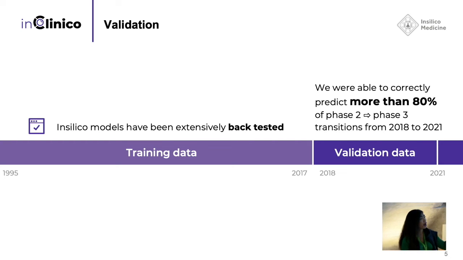After that, we tested the models trained on this data against all clinical trials that read out from 2018 to 2021. And the result was really impressive. We were able to correctly predict more than 80% of phase 2 to phase 3 transitions from 2018 to 2021. I always get the question, isn't this cheating? It's not really cheating, because yes, we know the outcomes of those clinical trials, but the system doesn't know them. This is how we really train the models.